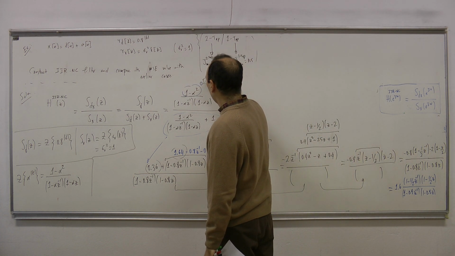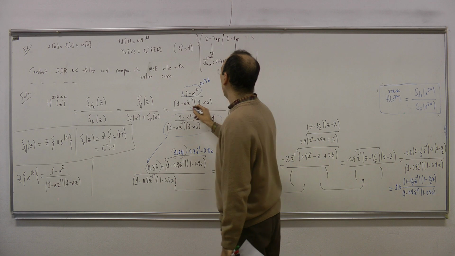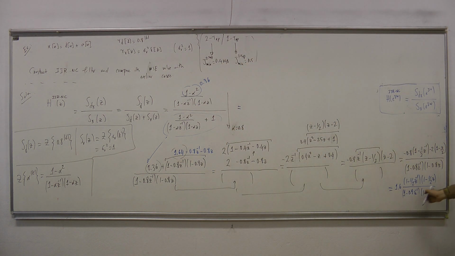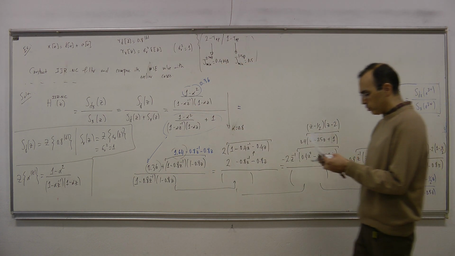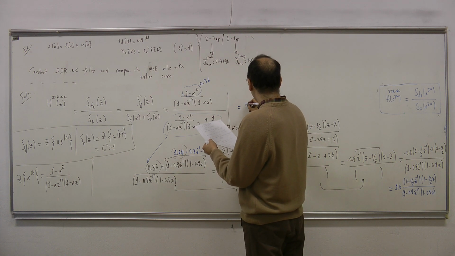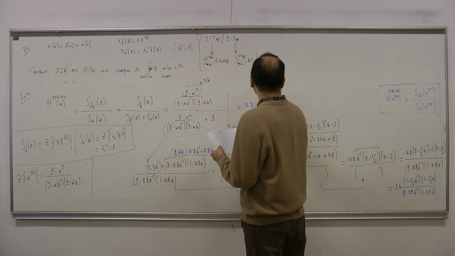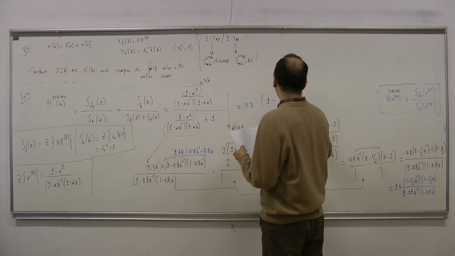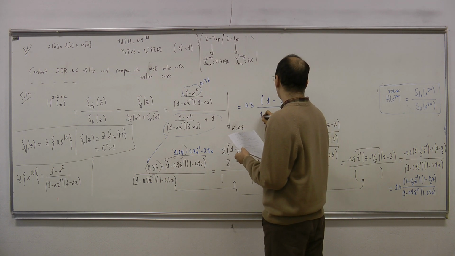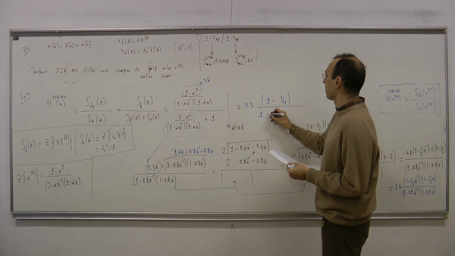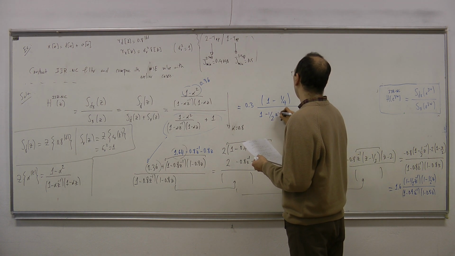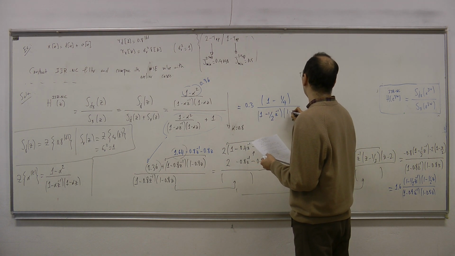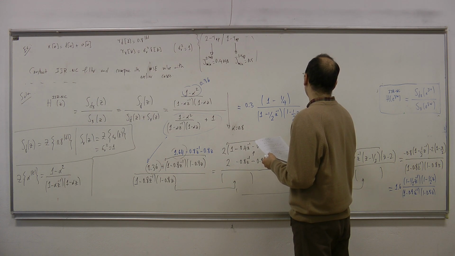This is 0.36, and there's cancellation of this. So at the end, I get this 0.3. I'm just writing it like this: 1 minus 1 over 4 in the factorized form, 1 minus 1 over 2 z inverse, 1 minus 1 over 2 z.